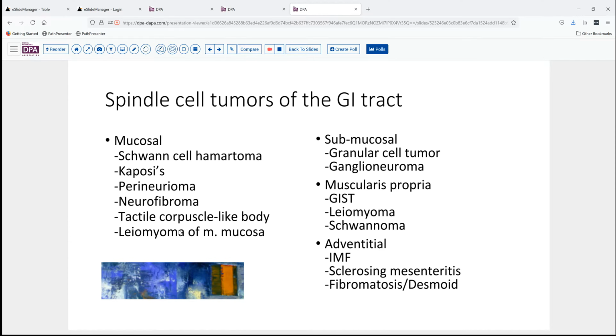Leiomyomas sometimes can involve the mucosa, though usually it's the interface between the mucosa and the submucosa that is involved. Submucosal lesions most commonly are granular cell tumor and ganglioneuroma, though again these are uncommon. And then lesions that may extend downward like Kaposi's or upward like GI stromal tumor or schwannoma. When we get out to the adventitial layer, inflammatory myofibroblastic tumor, fibromatoses, sclerosing mesenteritis more frequently encountered, and usually do not extend into the wall in my experience, though certainly some transgression into the muscularis might be seen.